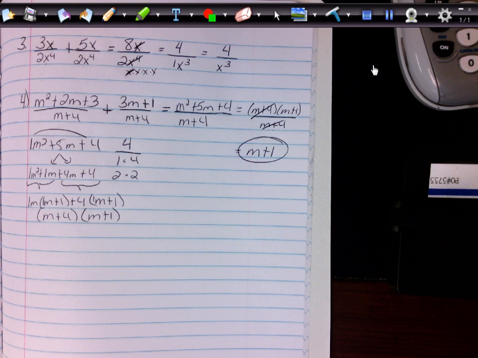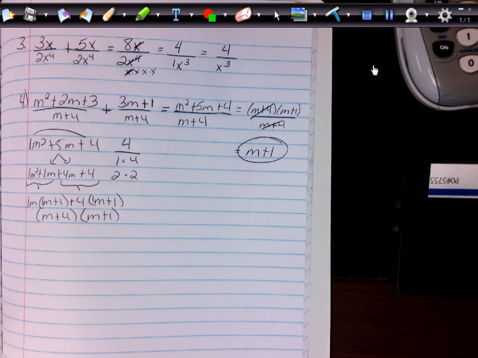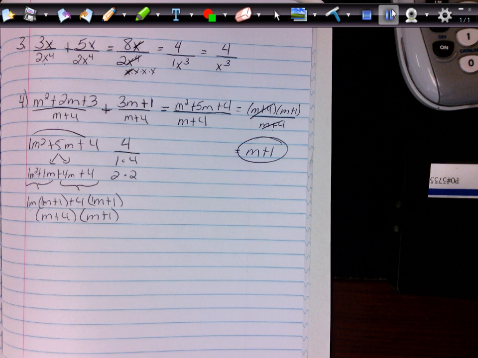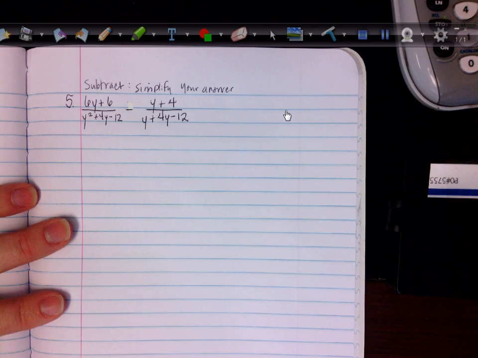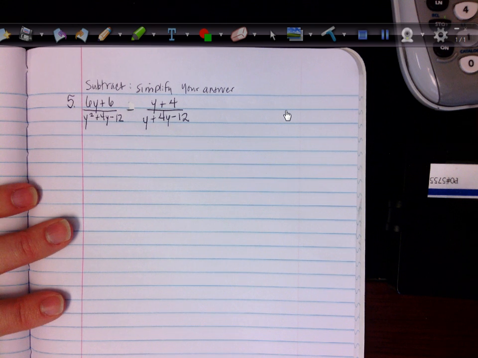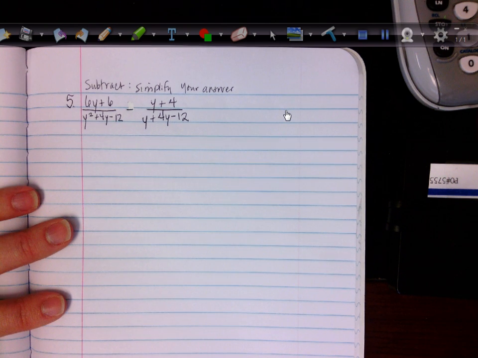Please make sure you have everything written for that before you move on. All right, go ahead and get down number 5. It says subtract and simplify your answer. Our first fraction in number 5 is 6y plus 6 over y squared plus 4y minus 12, minus the second fraction, which is y plus 4 over y squared plus 4y minus 12.